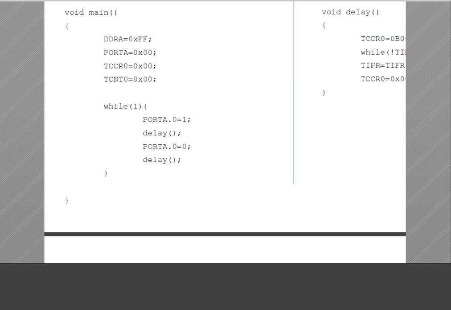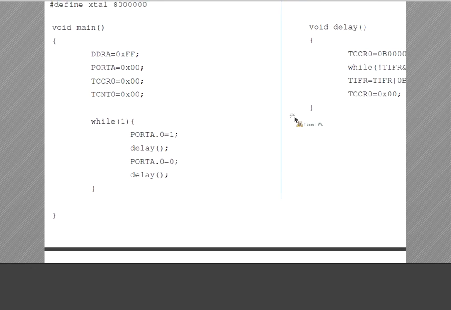Normal mode, CTC mode, which means clear timer on compare match, we will see later, and 2 PWM modes: fast PWM mode and phase correct PWM mode. Here we are in the first one, normal mode in timer, and this is an example for working with timers only.